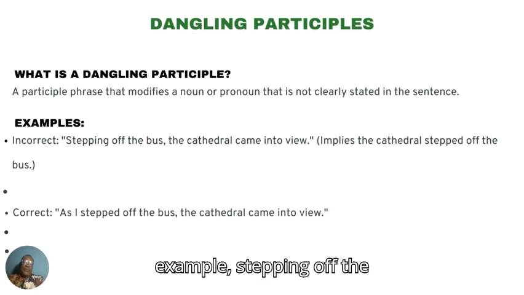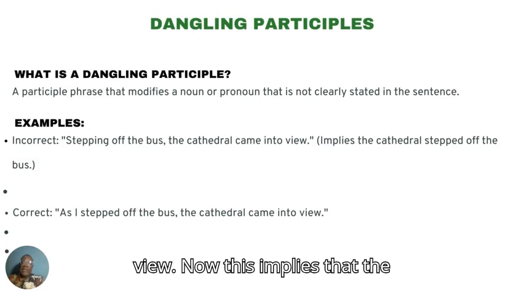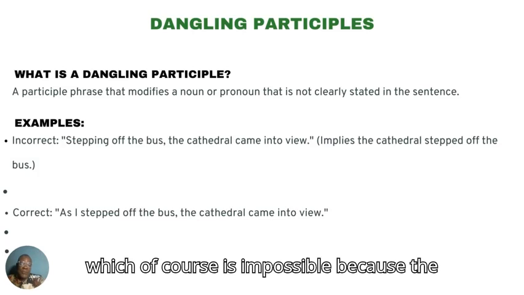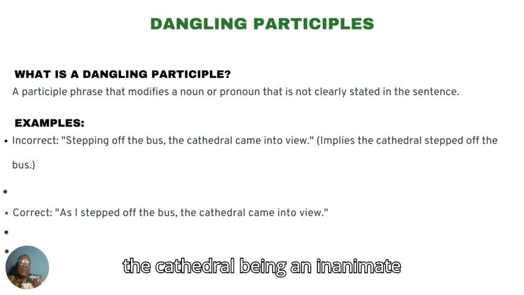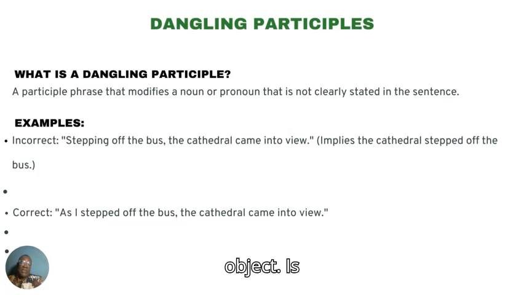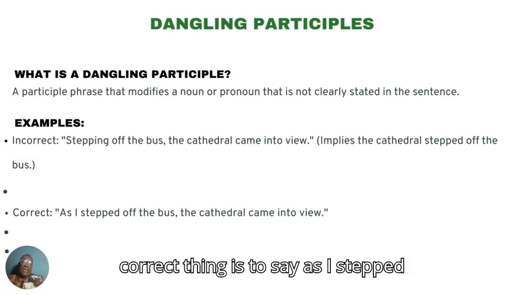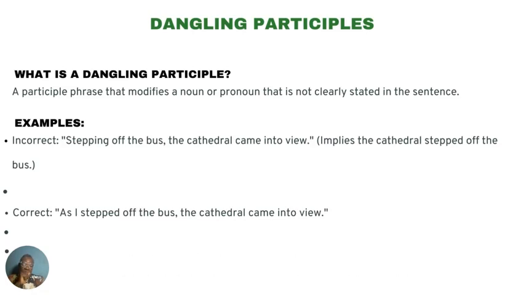But when it is not placed close enough to the noun or pronoun it modifies, it gives room for ambiguity. For example, stepping off the bus, the cathedral came into view. Now, this implies that the cathedral stepped off the bus, which of course is impossible because the cathedral, being an inanimate object, is incapable of stepping off the bus.